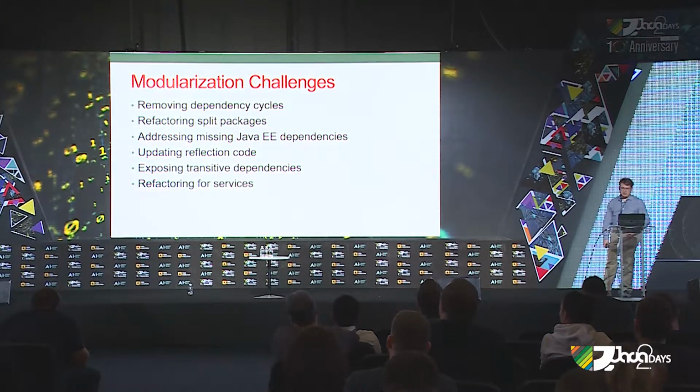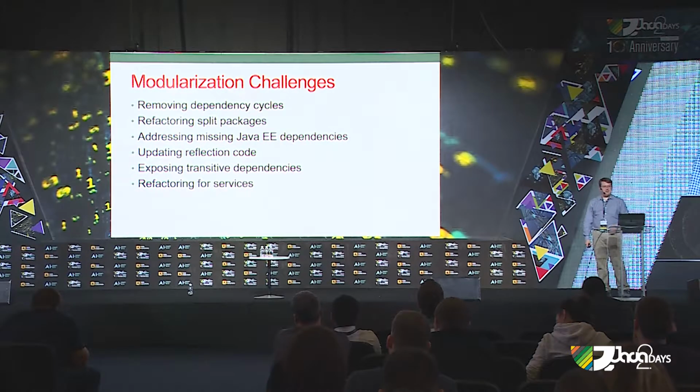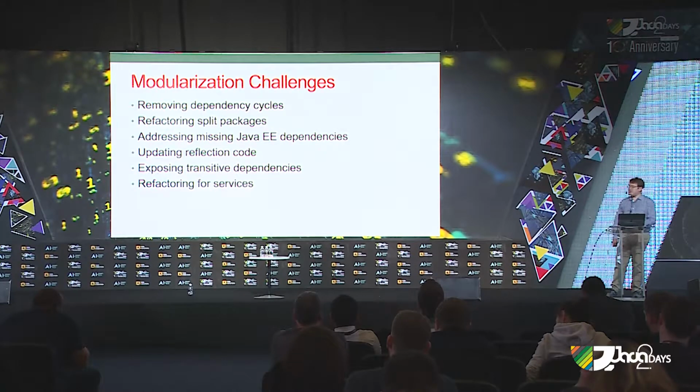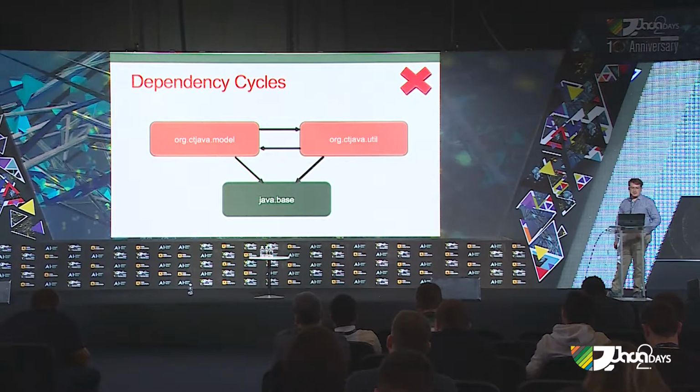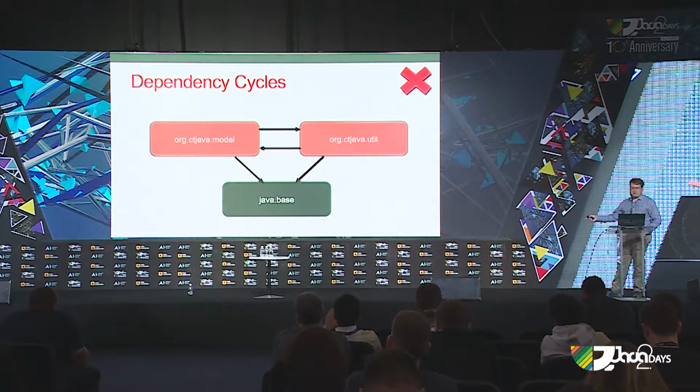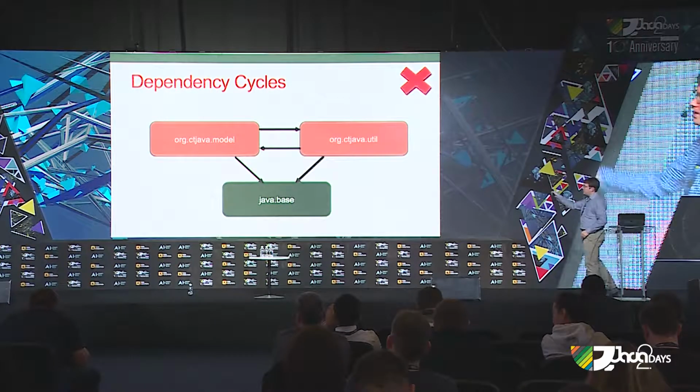You'll need to update reflection code, exposing transitive dependencies, which I'll cover in a second, and also refactoring for a service, which factors into addressing cycles. So one of the things with a module system is that you can no longer have cycles. In this case right here, I've got org-ct-java.model, which depends upon util, which depends upon base, and so we've got a cycle between these two modules.